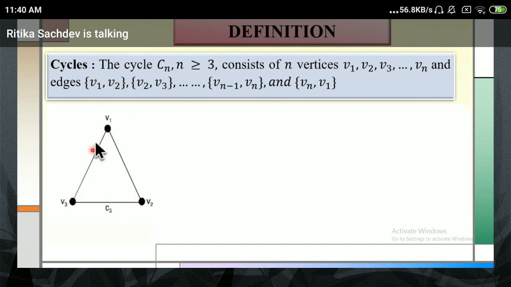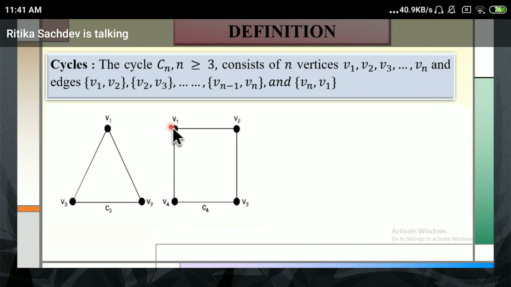That means if I have 3 vertices, then vertex 1 should connect to 2, 2 should connect to 3, and 3 should connect back to 1. Please check the last part. It is a cycle. You have to go from V1 to V2, V2 to V3, and V3 to V1. This is C3. Let's check for C4.